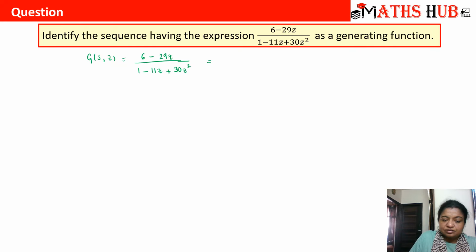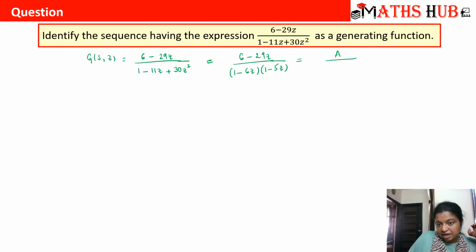Right? So first of all, if you look at the table of generating functions, we need linear terms in our denominator, or we need a whole square in the denominator. So let us try to use the concept of partial fractions and let us try to break it down. So let us make the factors of the denominator. The factors will become 6 minus 29z upon 1 minus 6z into 1 minus 5z, right? So now let us apply the partial fractions.